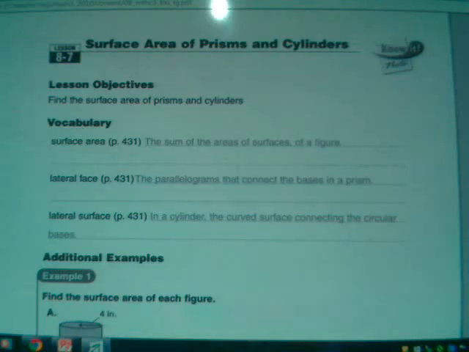Now, the formulas that you're going to see are going to use the next two definitions. So we've got lateral face. Those are the parallelograms that connect the bases in a prism. And lateral surface in a cylinder, that's the curved surface connecting the circular bases.